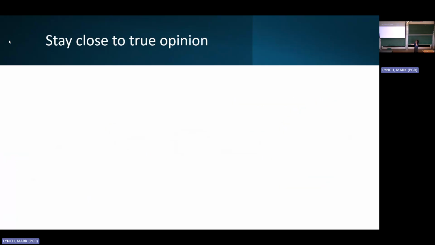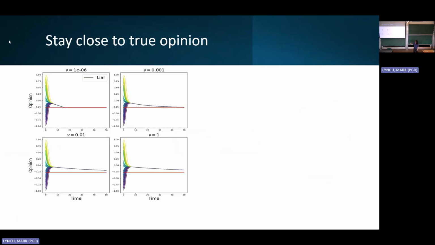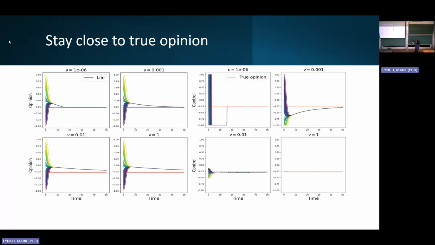Okay, now pictures. I've plotted this for a few different values of nu. You can see that for small nu, it's very quick because it's basically what we've seen before. The larger nu is not. It'll be easy to see what's happening with the control. So here we've got the bang-bang thing that we saw before, with no regularization. And then as you increase nu, you see less and less variance around the liar's true opinion. So it's being forced to just tell the truth because of the regularization.